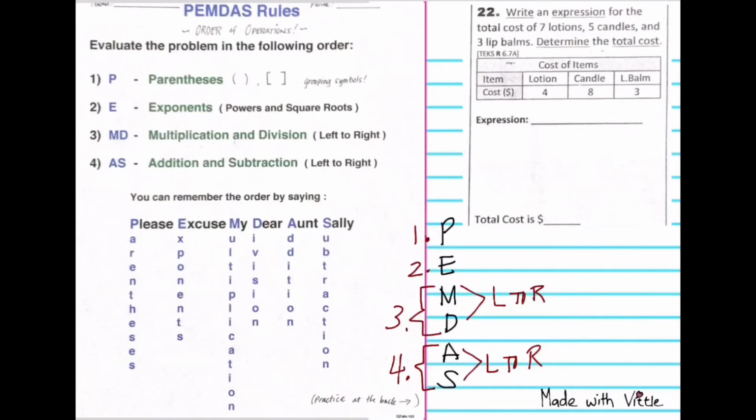Write an expression for the total cost of 7 lotions, 5 candles, and 3 lip balms. Determine the total cost. So this is a real-life example. Let's take note of what is being asked. They want to buy 7 lotions, 5 candles, and 3 lip balms. But we have to look at the table to find out how much is the cost for each item. 1 lotion will cost us $4. 1 candle will cost us $8, and 1 lip balm will cost us $3.